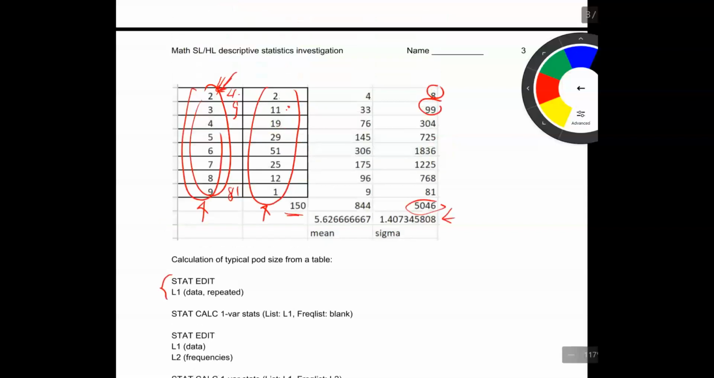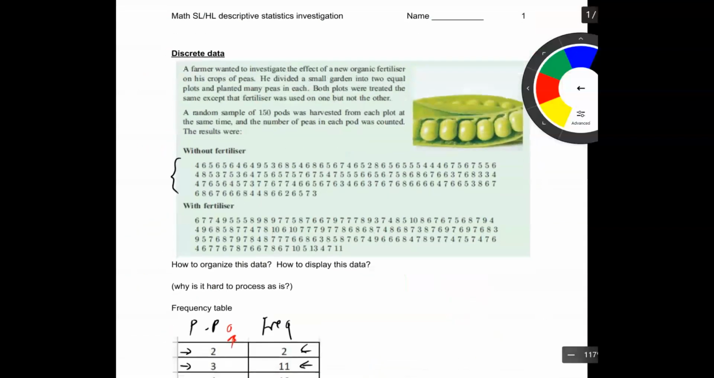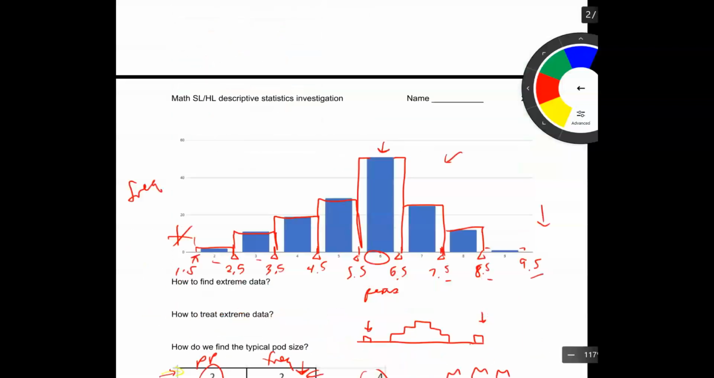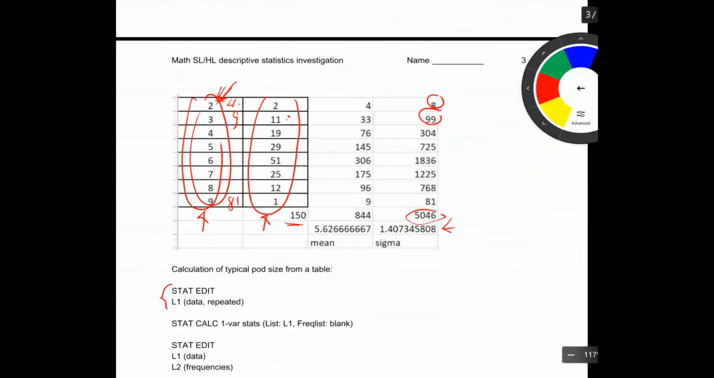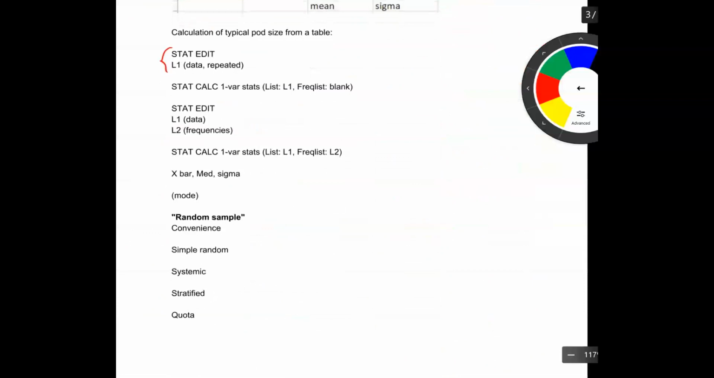Okay? What if you get data that looks like this? You can input this whole list into list 1 and then leave list 2 blank also. Either way, you can use one var stats to calculate many of the values we've been talking about right now.